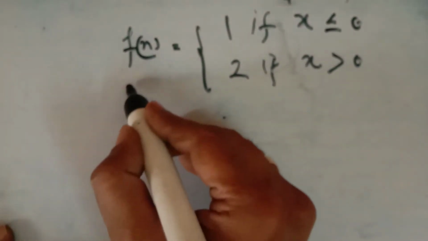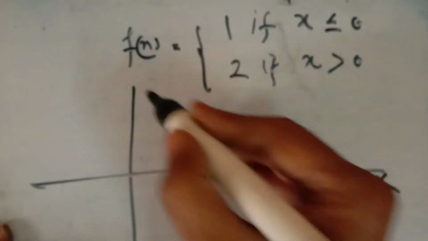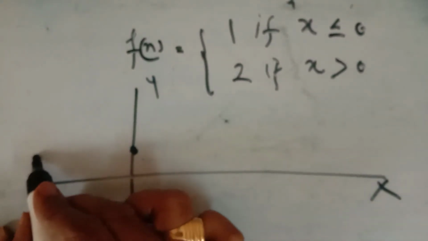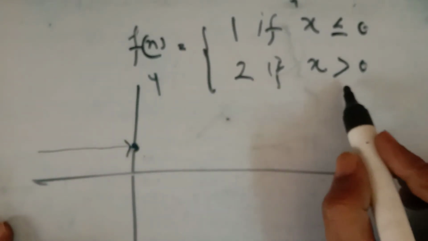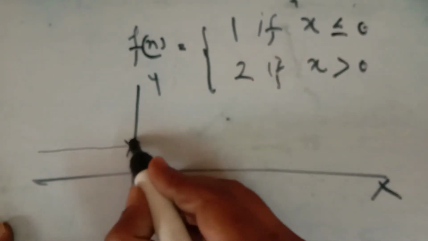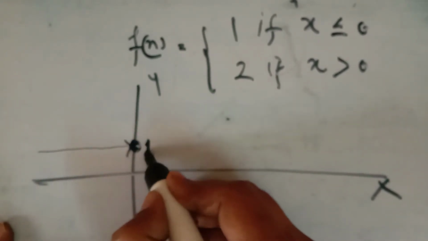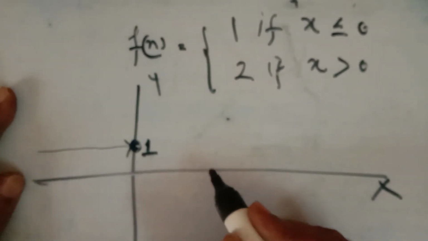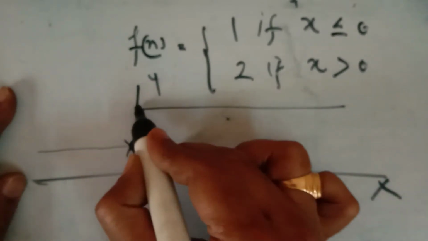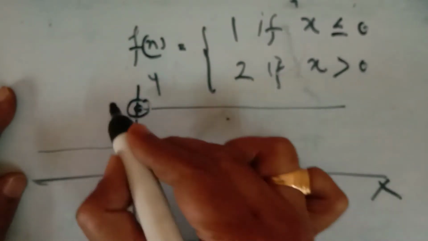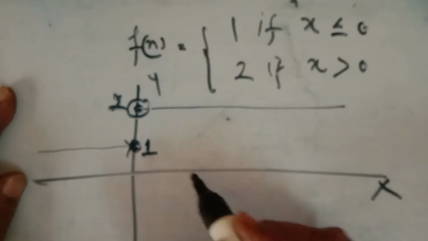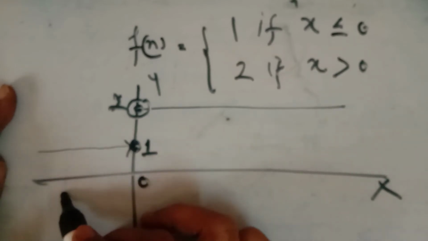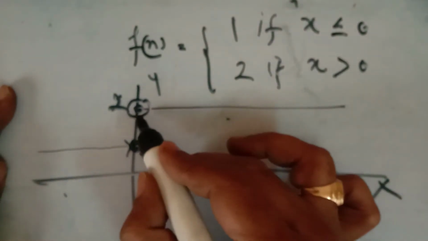Now if we draw the diagram of this function, f(x) on the y axis, the value of the function is equal to 1 when the value of x is less than or equal to 0. That is, it is approaching 1, the value is always equal to 1, that is the point (0, 1). And when x is greater than 0, the value of the function is 2, it is approaching 2. So from the left it is approaching 1 and from the right it is approaching 2.